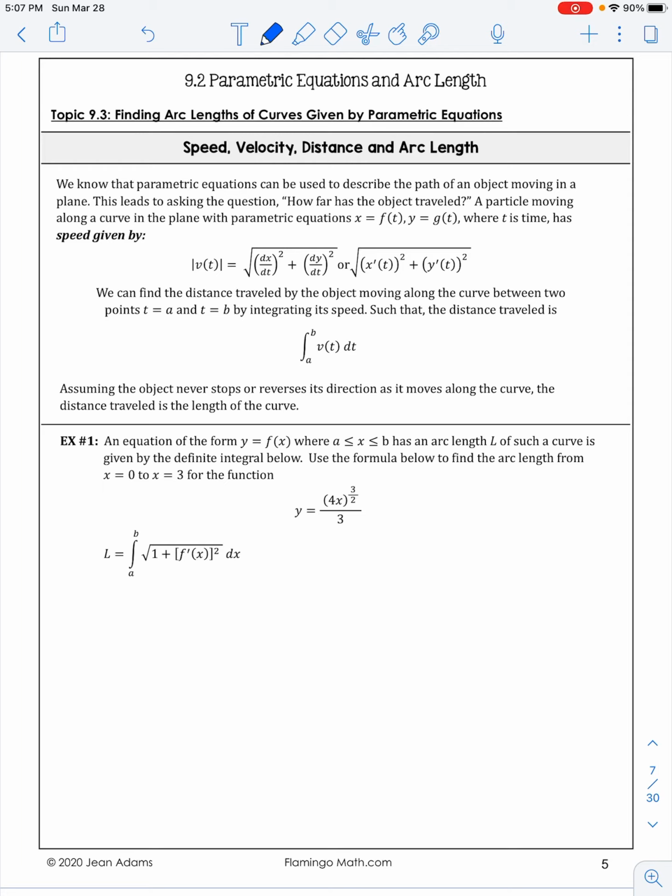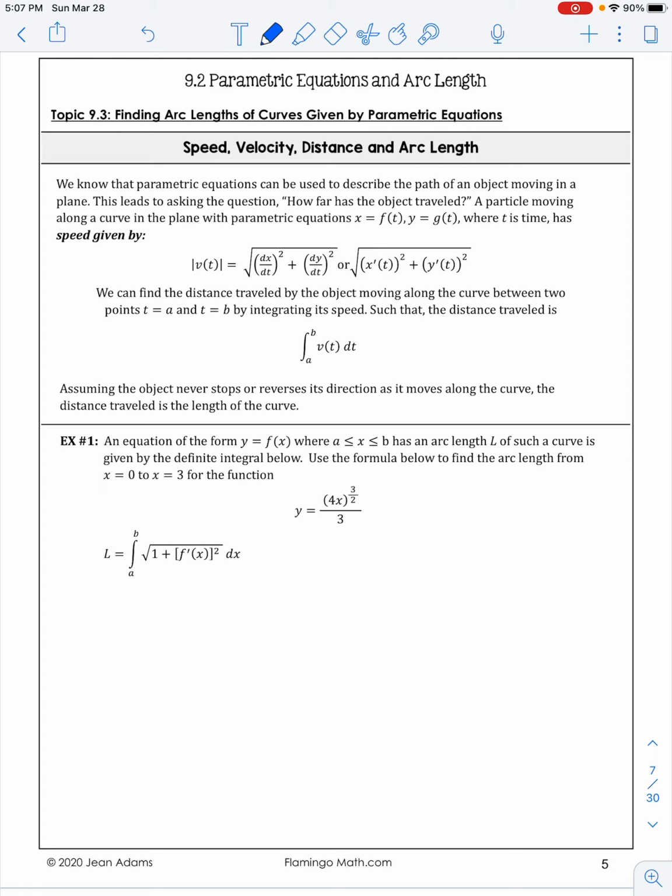A particle moving along a curve in the plane with parametric equations x equals f of t and y equals g of t, where t is time, has speed given by the absolute value of velocity, which is equal to the square root of dx dt squared plus dy dt squared, or the square root of x prime of t squared plus y prime of t squared.